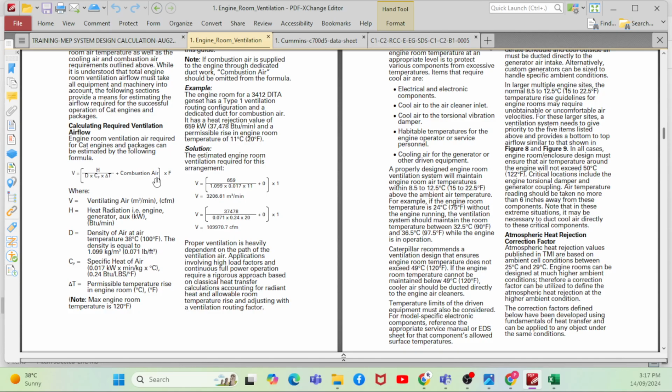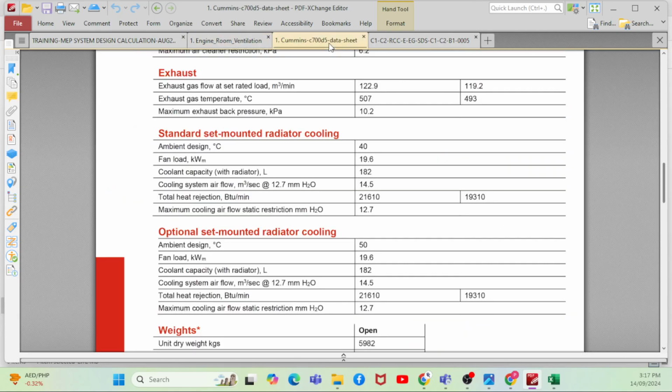The combustion air is the amount of air required to burn the fuel. So this is the equation. Right now you're showing the ventilation requirement is Q equal to m cp delta T plus the combustion air. That combustion air is what we take from the selection sheet, from the selection they have mentioned.